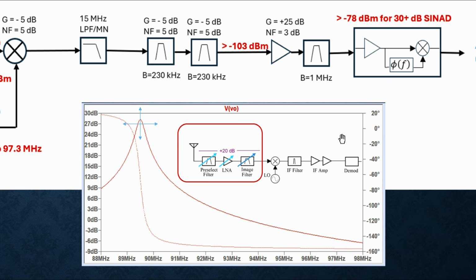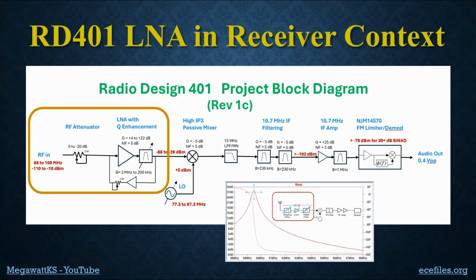And a simplified view of that overall block diagram is shown here with the Q-enhanced LNA circled. What it does is it creates a frequency response, as you can see, that is very sharp, i.e. the channel width, and it provides image filtering, but mainly pre-select filtering to protect the low noise amplifier from the very strong signals that are out there. Where are those strong signals?